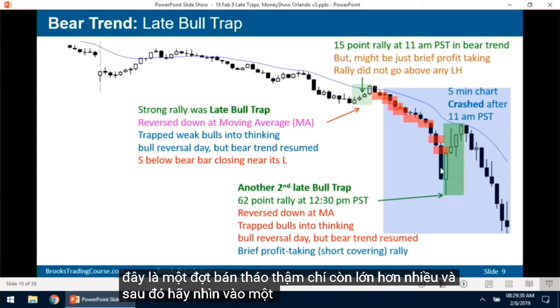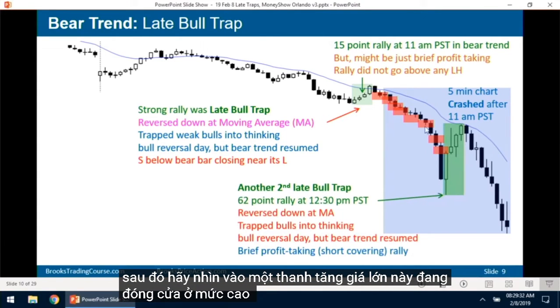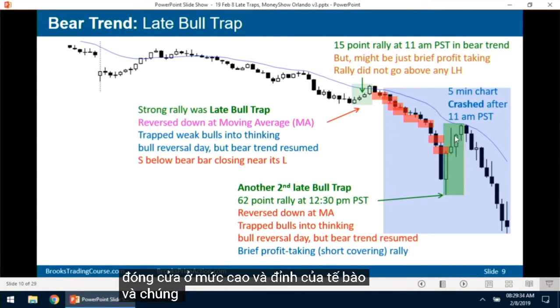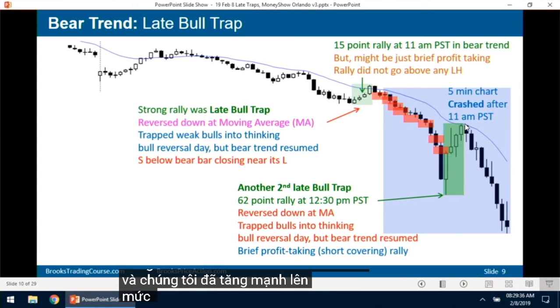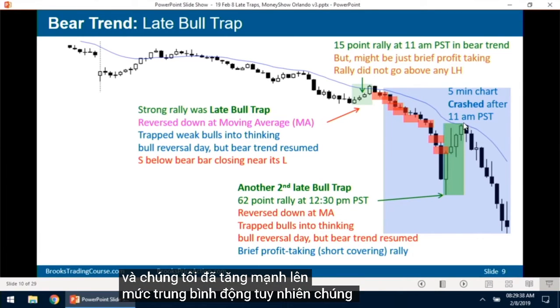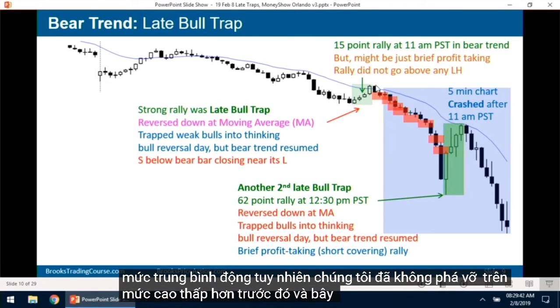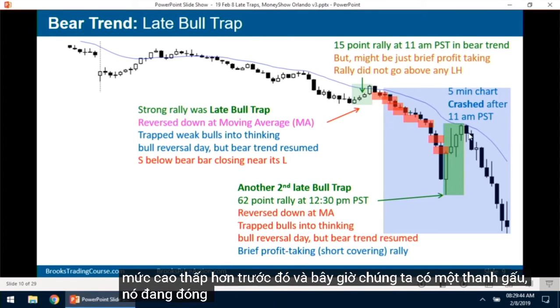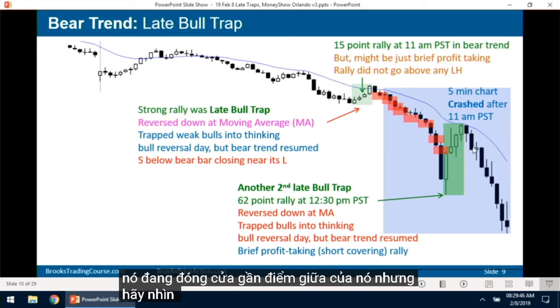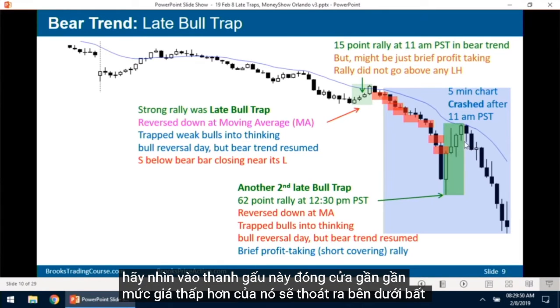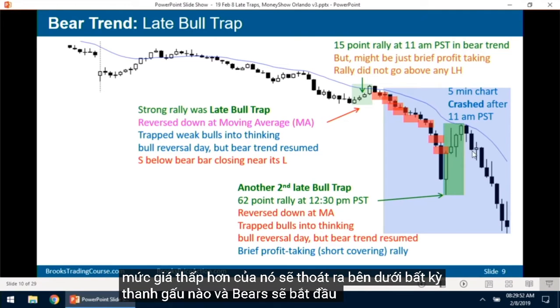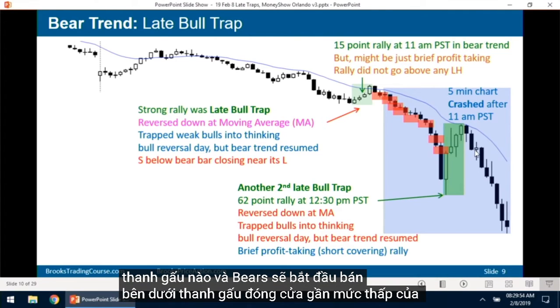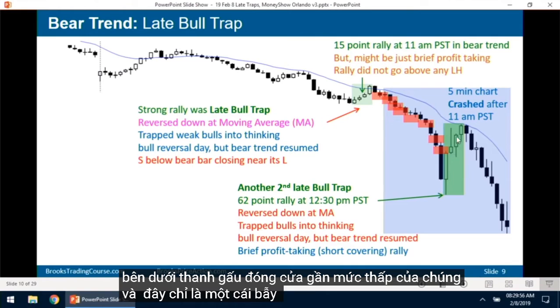And then look at this, a huge bull bar closing on its high and a sell climax, and we raced up strongly to the moving average. However, we did not break above a prior lower high, and now we have a bear bar. It's closing near its midpoint, but look at this bear bar closing near its low. Bulls will get out below any bear bar, and bears will start to sell below bear bars closing near their lows. And this was just a huge bull trap.